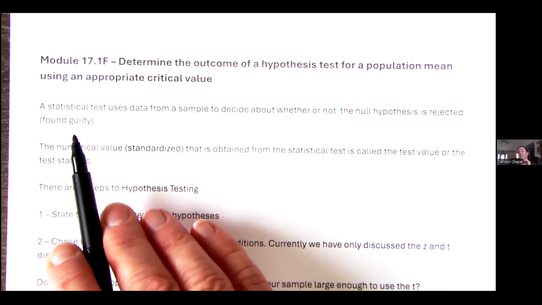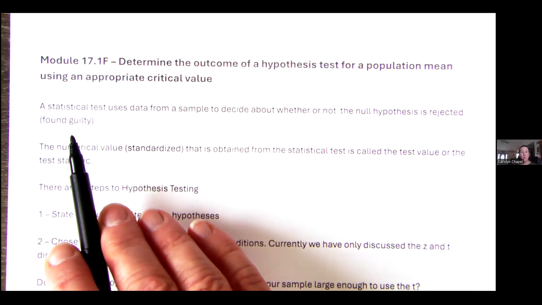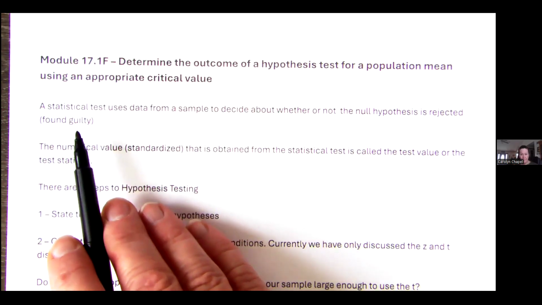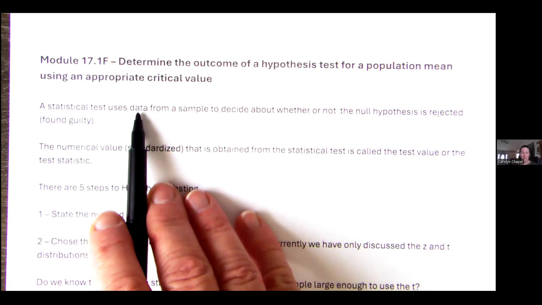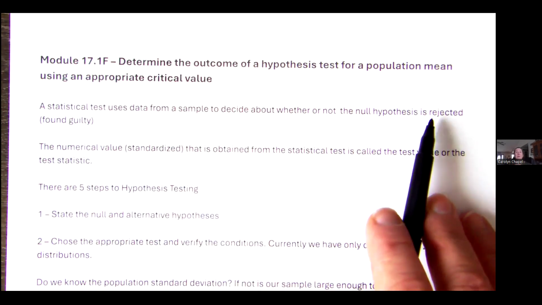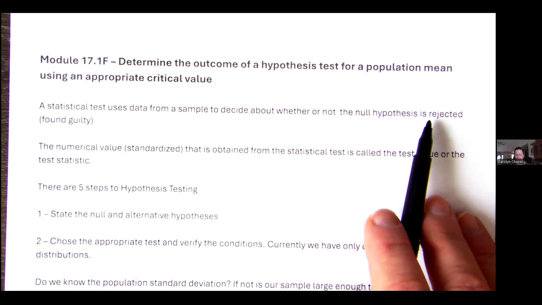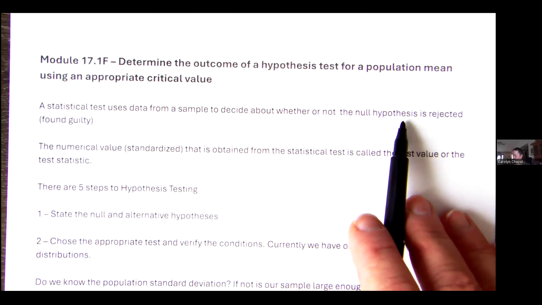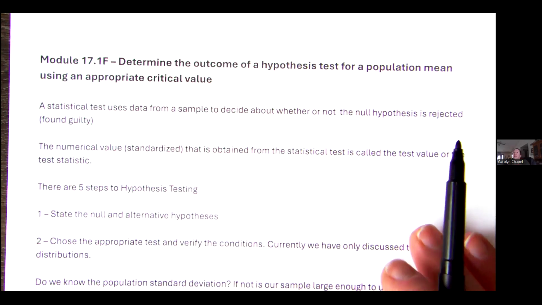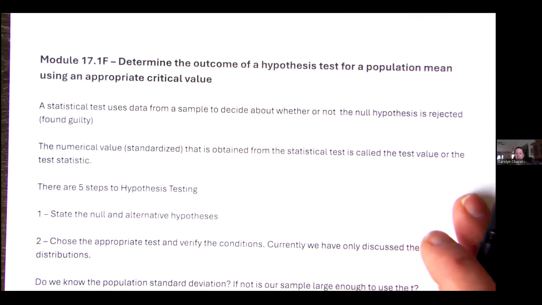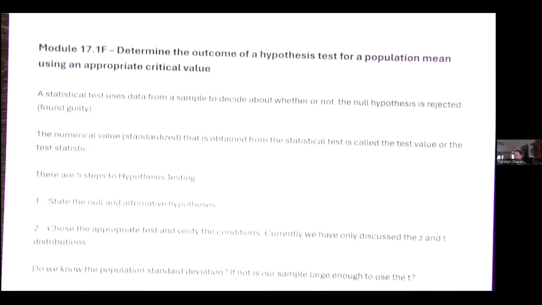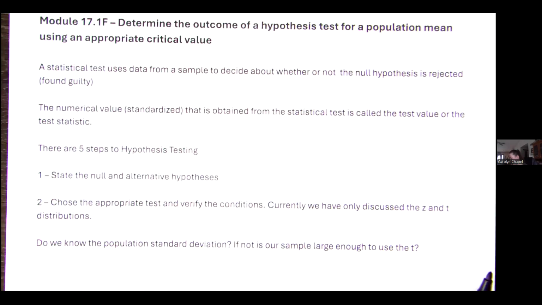So we never accept the null. We never say that that is true. We will say it is not true, so that means found guilty. Or we will say that it is not rejected, so that means we are not guilty. We never say innocent in the court system. Similar idea here, because we haven't proven that the null is true. We just haven't been able to prove that it is not true. There's not enough evidence beyond a reasonable doubt to reject that null hypothesis. And we'll see some of the conclusions that we write up when we do this.